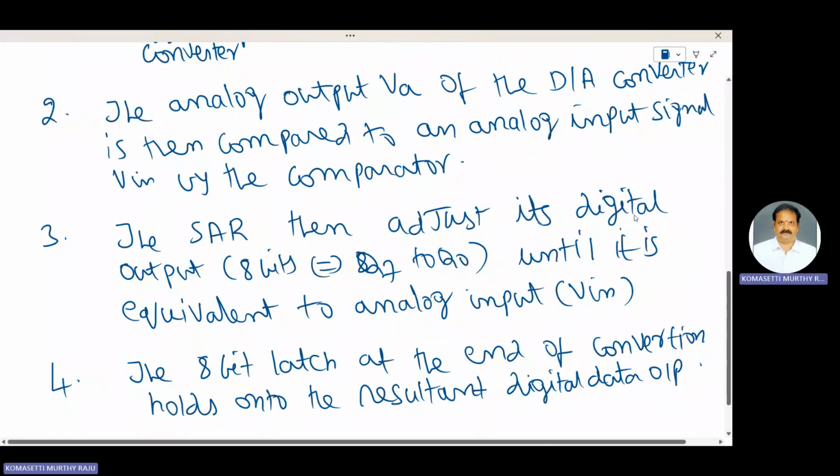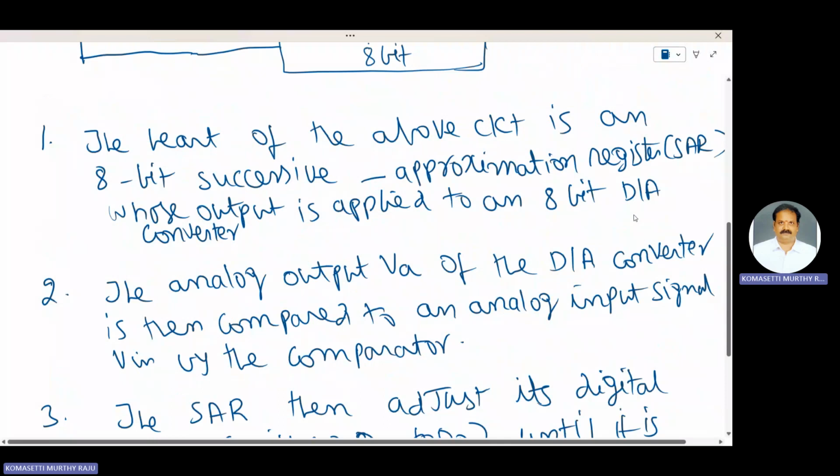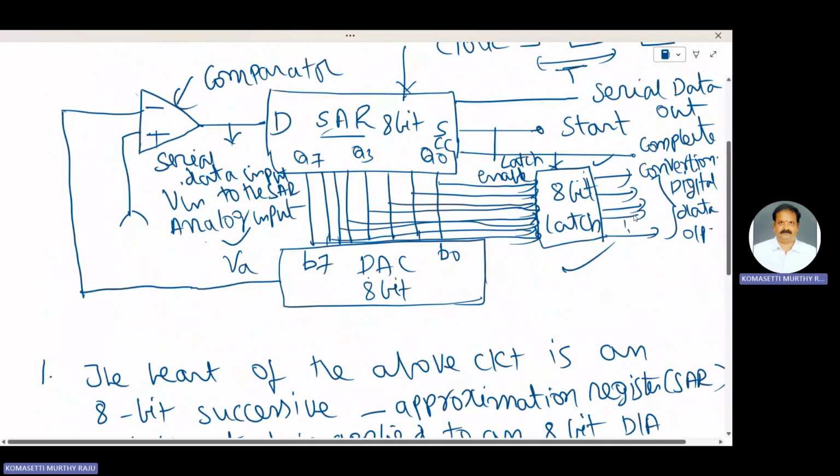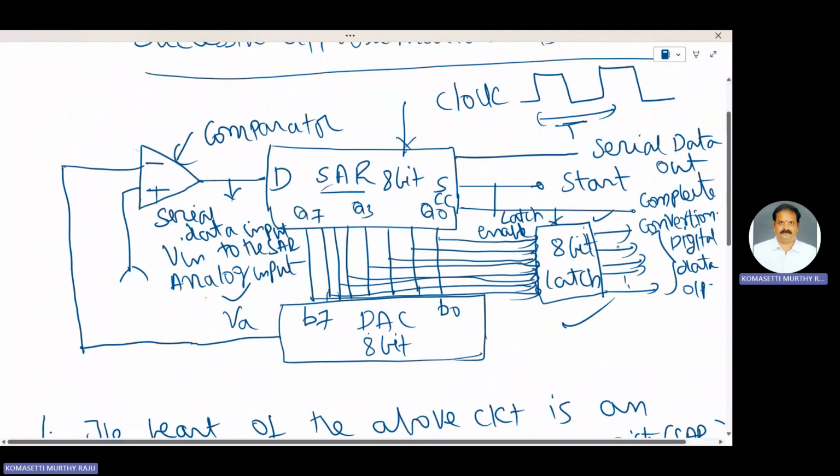Next important point: the SAR is reset by holding the start signal high. The start signal is there at the start of conversion. That means VIN to digital data output. At the start of a conversion cycle, the SAR is reset. Reset means all the bits Q0 to Q7 are reset to 0 by holding the start signal.